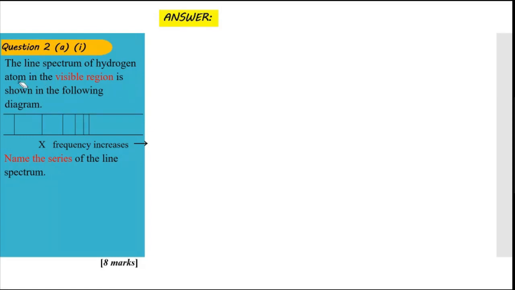The line spectrum of hydrogen atom in the visible region is shown in the following diagram. Name the series of the line spectrum. So this is just a simple knowledge question. You must have knowledge which series falls in the visible region. You have Lyman series, and then you have Balmer series.